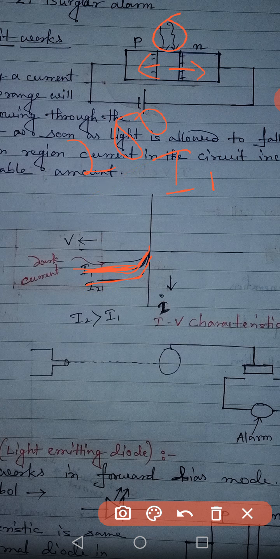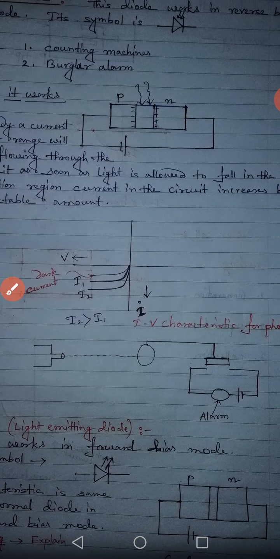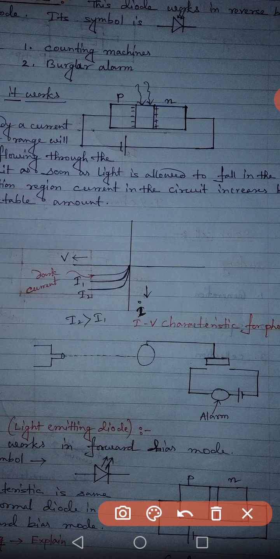Okay, then uses, as I told you already, it is used in burglar alarms, and it is used in counting devices or counting machines. A counting machine is generally used in the door of an auditorium, where it counts how many people are entering the hall. So let us see how it works.